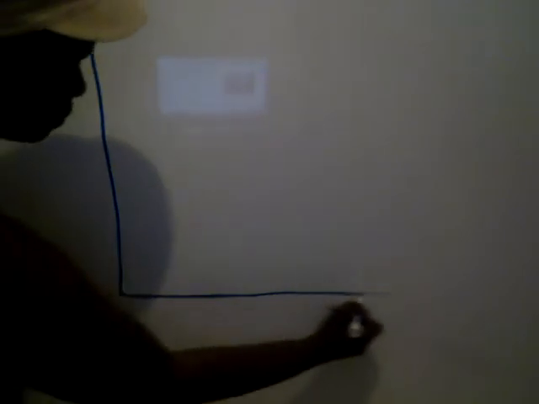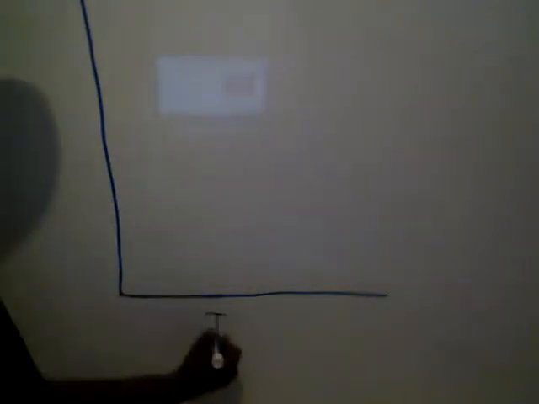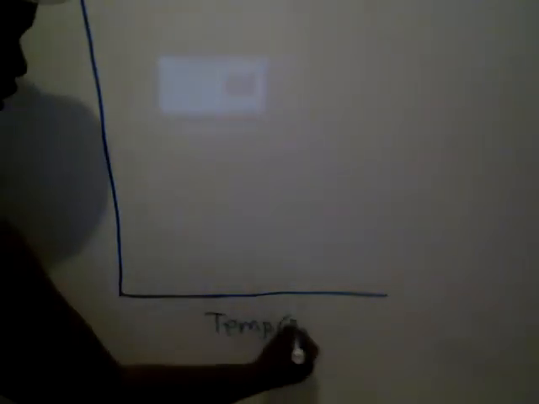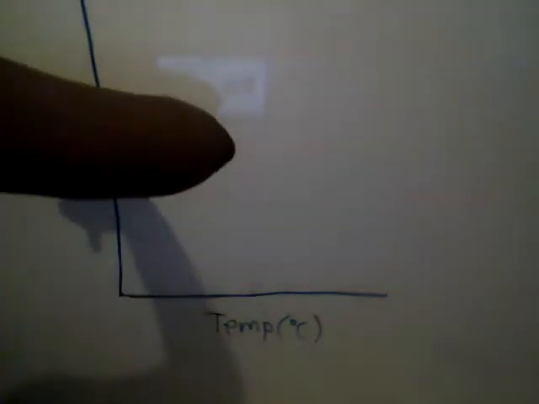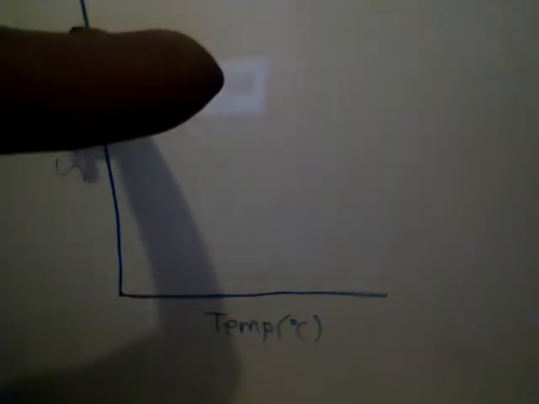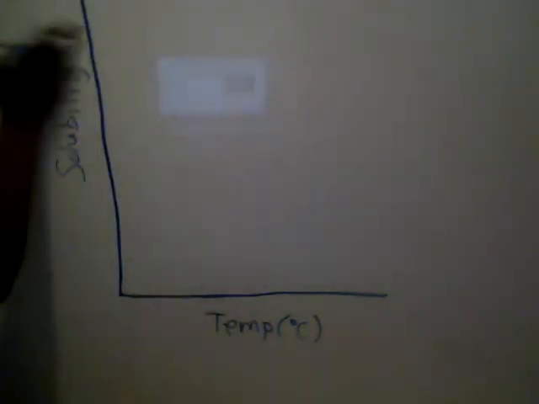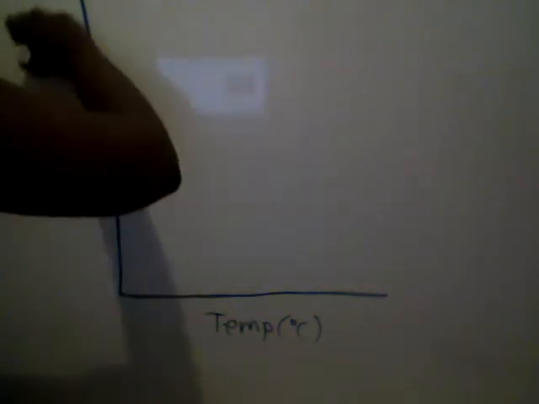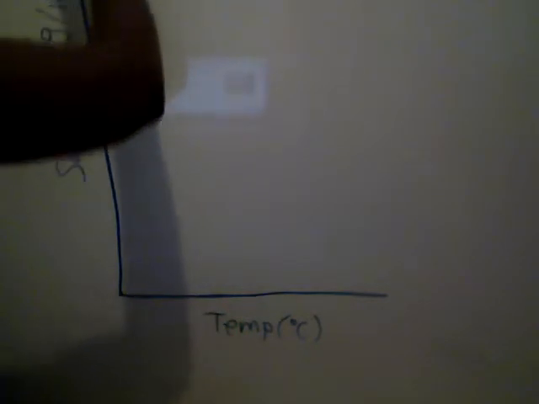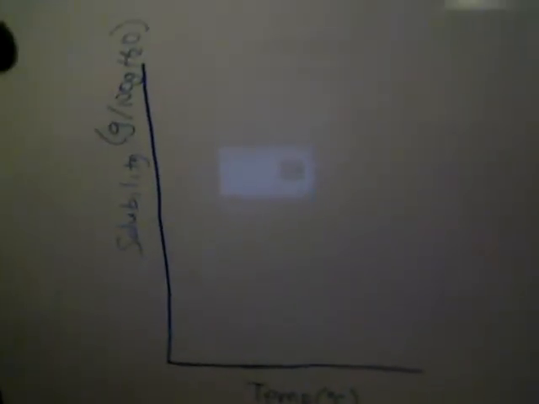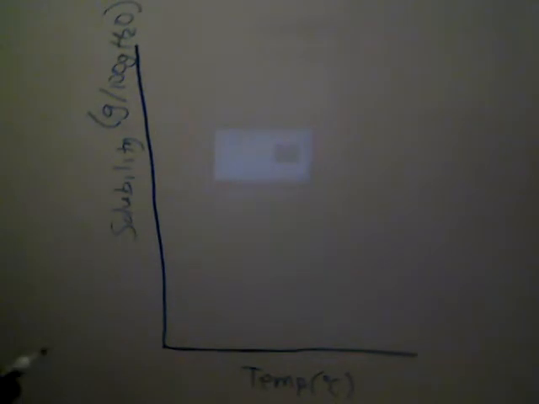a curve similar to this. For solubility curves, usually across the bottom is temperature, usually in degrees Celsius. Along the side is the actual solubility, and the units for solubility are always going to be grams per 100 grams of water. What that means is we're going to keep track of how many grams of a solute can dissolve in a certain amount of water.